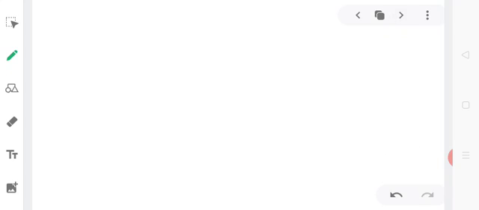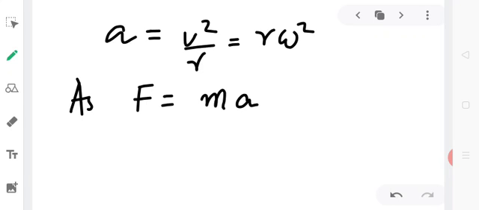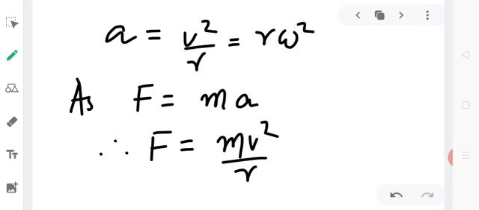Now, we have already obtained an expression for centripetal acceleration in our previous sessions, and we had seen that it is given by a equal to v square by r or equal to r omega square, where v is the linear velocity, omega is the angular velocity of the body, and r is the radius of the circular path. Now, as force F is equal to mass into acceleration, therefore centripetal force should be equal to mass multiplied by centripetal acceleration. So therefore F is equal to mv square by r, and that is further equal to m r omega square. So as I have already told you, the centripetal force acts along the radius and towards the center of the circle.